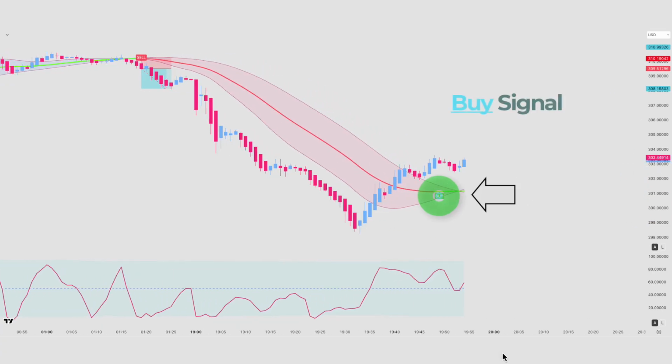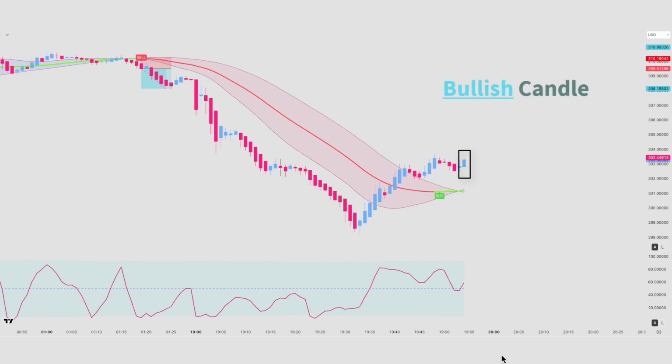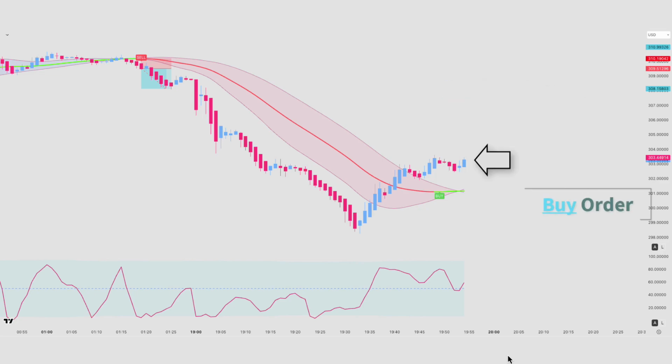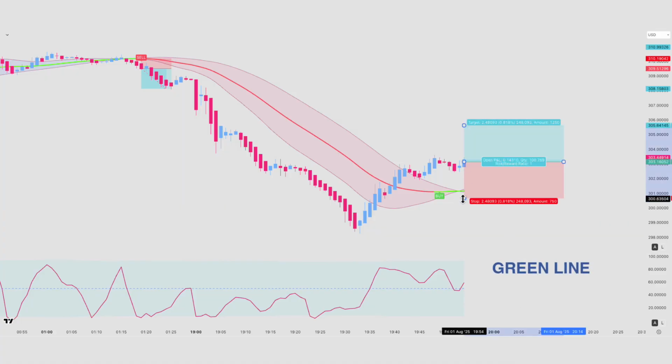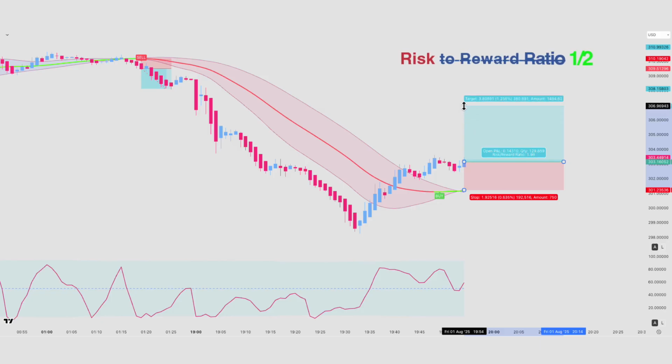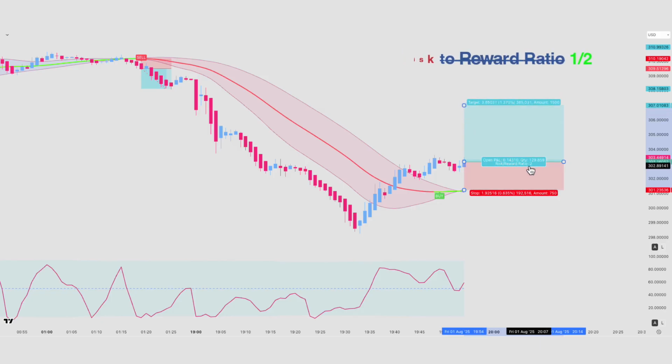Here, the MTF-EHMA arrow of this indicator is a buy signal. Here, the maroon line of Vervoort Smoothed is above the zero line. Here, the market has made a bullish candle to give confirmation. So all our conditions are being fulfilled, so we are placing an order to buy. Our stop loss is to be placed at the green line, and the risk-to-reward ratio will be 1:2.